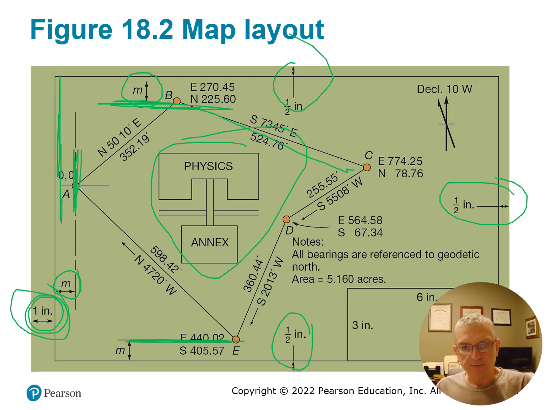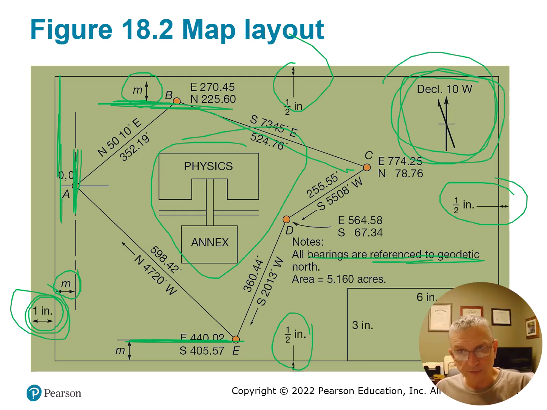But here's some notes. All bearings reference to geodetic north. It's kind of interesting. All bearings here reference to geodetic north, but they're showing you where the magnetic declination is. Declination 10 degrees west. They should have said degrees, but they're saying that this is the north according to your compass, but yet we're here on the geodetic north.